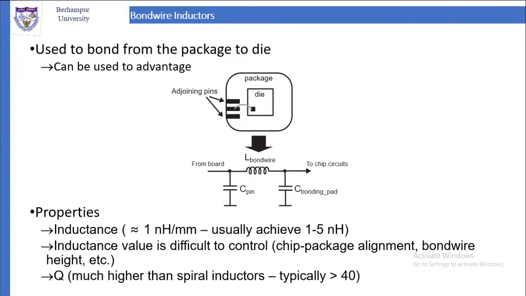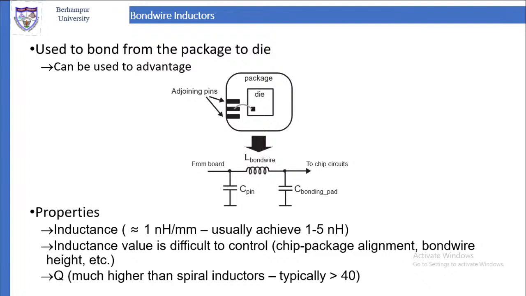The black point within the IC is one of the legs of the IC. That is to be connected to the circuit, to one of the paths in the circuit. There are three paths in the circuit which are adjoining pins. So how do you connect them? What we do is we take a wire. One end will be soldered to the adjoining pin. The other end will be soldered to the die.